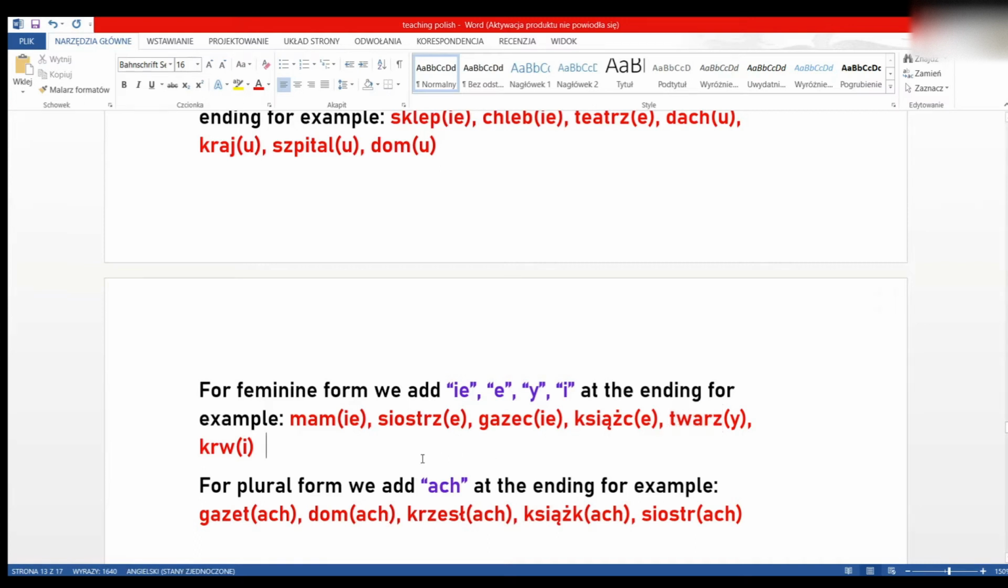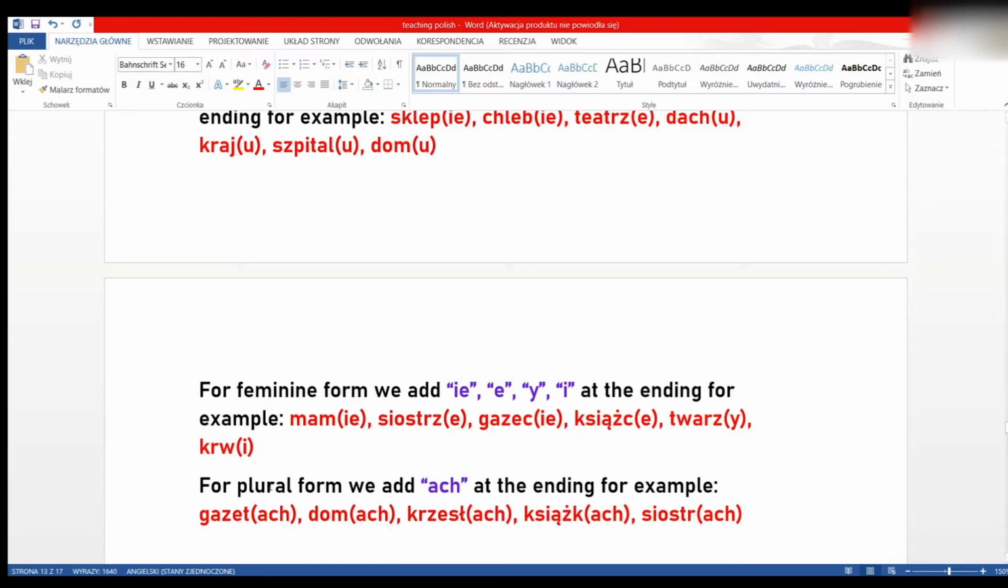Twarz means face. This is a feminine form, even though it doesn't end with a, but there are always other words that don't need to end with a to be feminine. For example, twarz, krew, and we're going to see more examples. As we said before in other videos, moc is a feminine word, and pomoc as well. Podróż is a feminine word, yeah? We're going to talk about these in other videos. Okay, krew is going to become krwi. So the word krew means blood, and becomes krwi when it is locative.